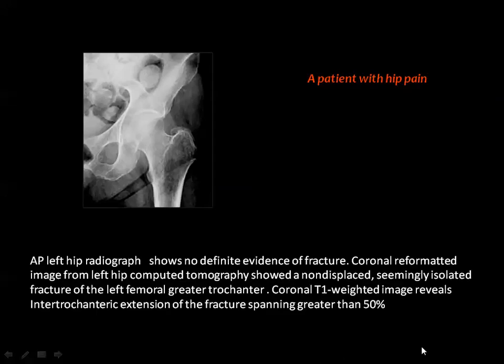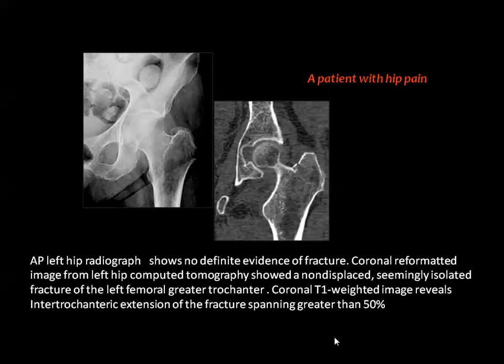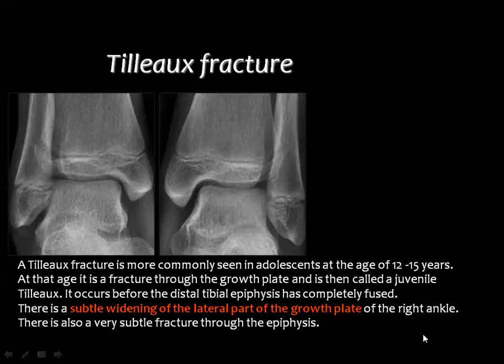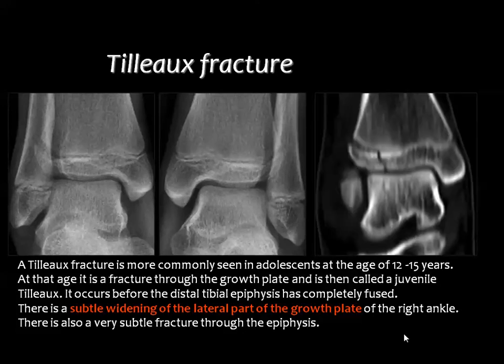And these are just examples of the value of CT in evaluation of the musculoskeletal system. This patient with hip pain, the plain X-ray showed almost normal findings. The multi-detector CT with 2D reconstruction showed a fracture line in the region of the greater trochanter, and the coronal T1 MRI showed the extent of the fracture through the proximal part of the femur surrounded by bone marrow edema. And this patient with trauma to the ankle, these are both ankles showing almost normal findings. And this is the 2D reconstructed CT image showing that there is one of the Salter-Harris fractures. I will explain in detail, going through the distal epiphysis of the tibia.